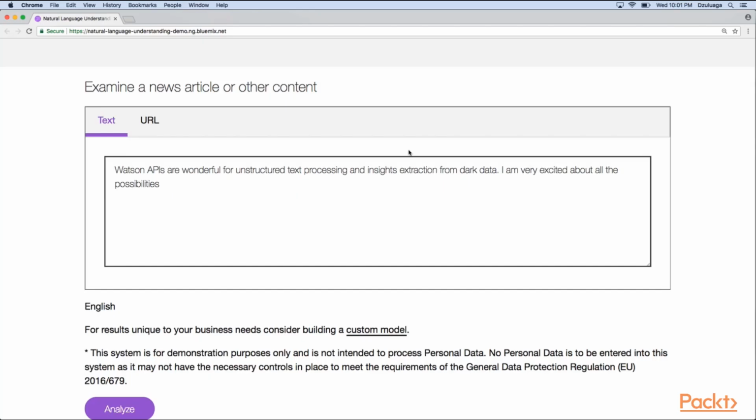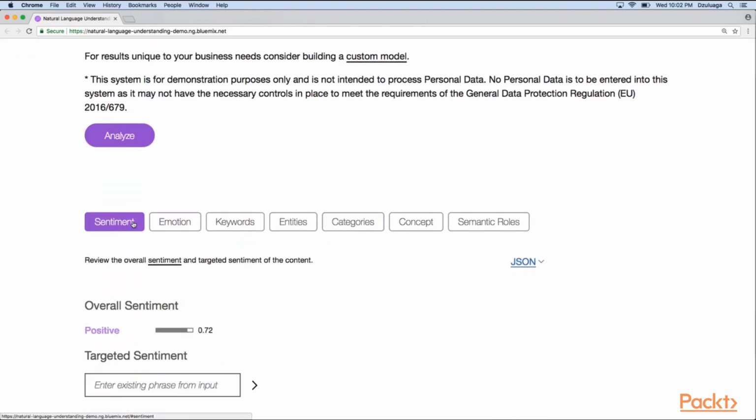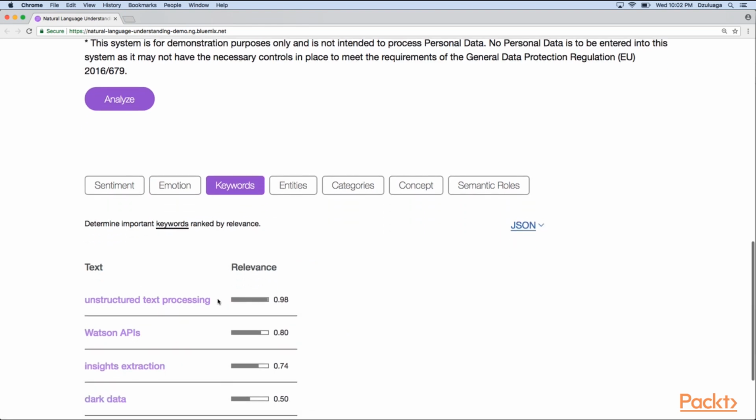If you remember from our previous videos, we had a demo page where you can enter the text you want to analyze, and it will find the different metadata that you can use. Here is the text that I was using in my PowerPoint slides, and this is the metadata that it extracted. It says the sentiment is positive with a high score, and the emotion I am writing is joy. These are the keywords that it detected: unstructured text processing, Watson API, insight extraction, and so on.